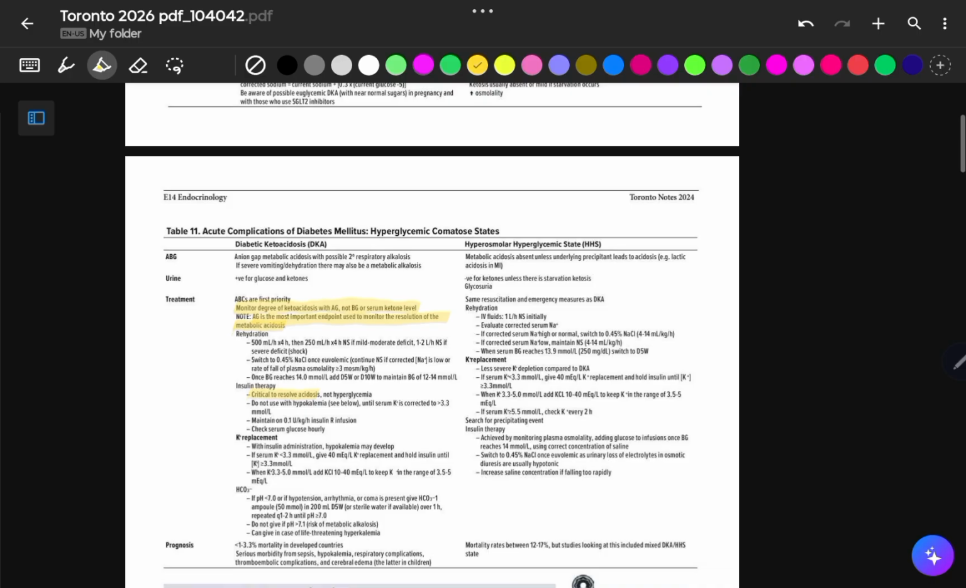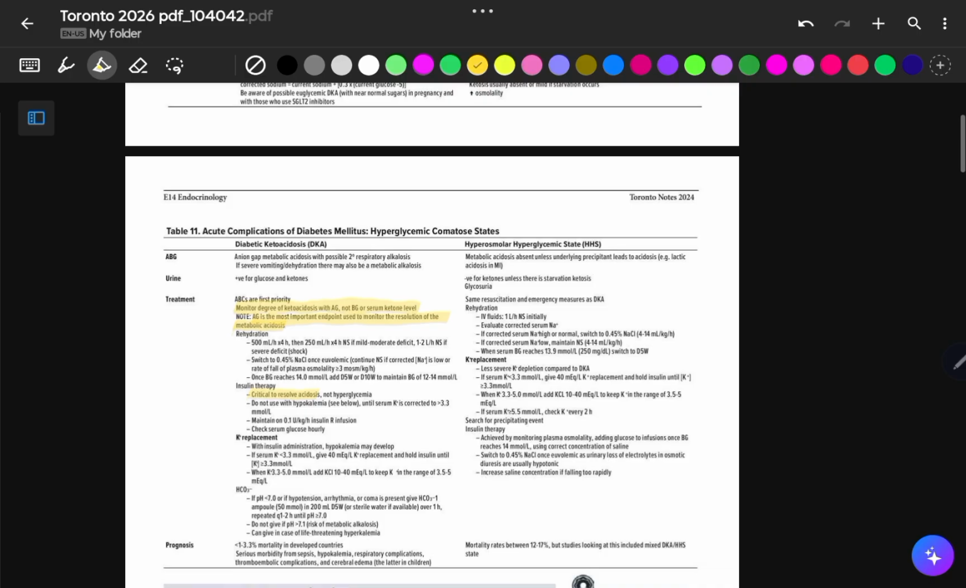So what are we saying? We are saying if pH is less than 7, or if they have hypotension, any arrhythmias, or any coma, then you need to give them bicarb. You just don't give bicarb. Those are the reasons where you can actually give bicarb. Do not give it if the pH is more than 7.1, because you have a risk of metabolic alkalosis. You can give it in case of life-threatening hyperkalemia.